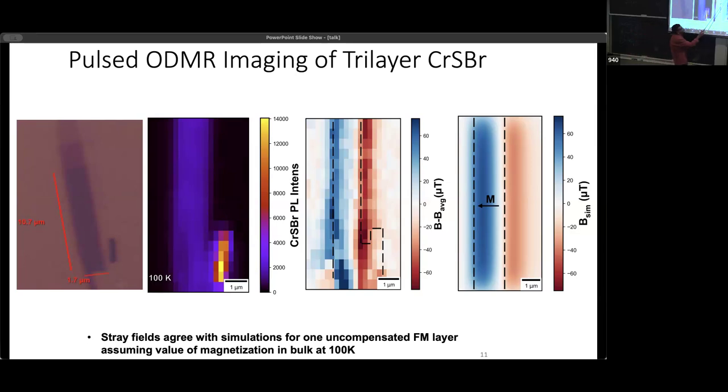And what you see is that in the middle of the flake there is no magnetic field, and on the edge of the flake here there is a positive magnetic field, and on this edge of the flake there is a negative magnetic field. And we can be quantitative about it. We can say that the magnetic field is some tens of microtesla.